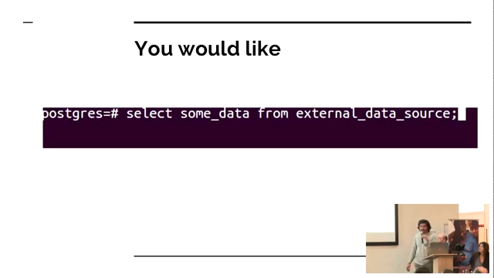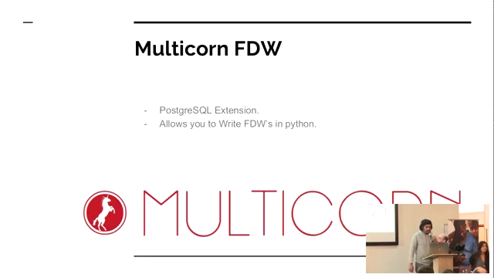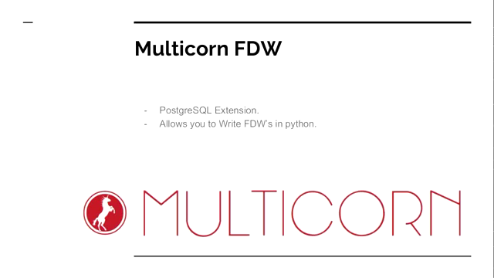Okay, so let's say you want to perform some SQL select statements on that database. So let's say select some data from an external data source. So Postgres allows this, and it also allows for rapid development within Python. Right? So there's a library, or Python PostgreSQL extension, called Multicorn. It allows you to write foreign data wrappers in Python.